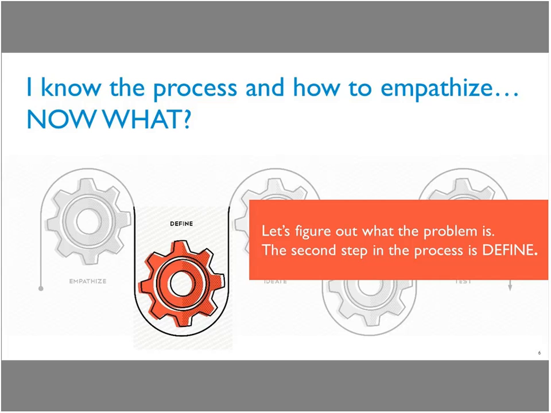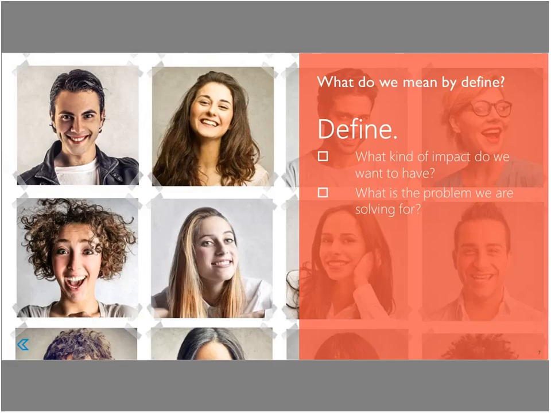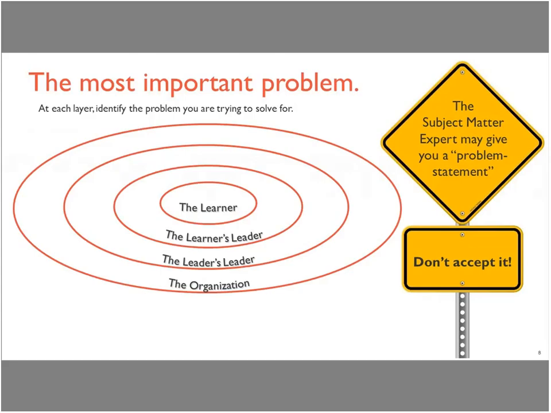Now that you know who you're trying to solve the problem for, we have to define what the problem is. That essentially is two questions: what is the problem that we're solving for, and what's the impact that we want to have if that problem is solved? And if you think of it, it's really a ripple effect.